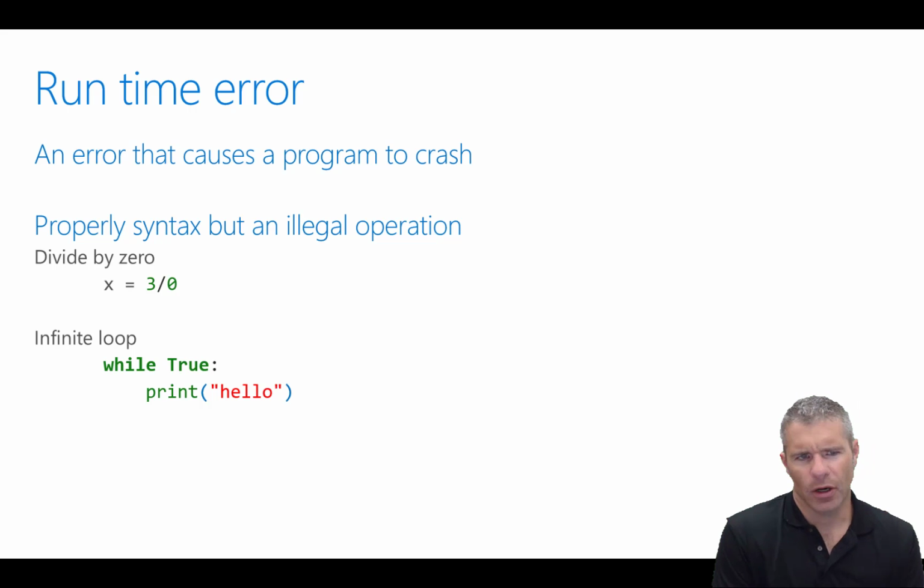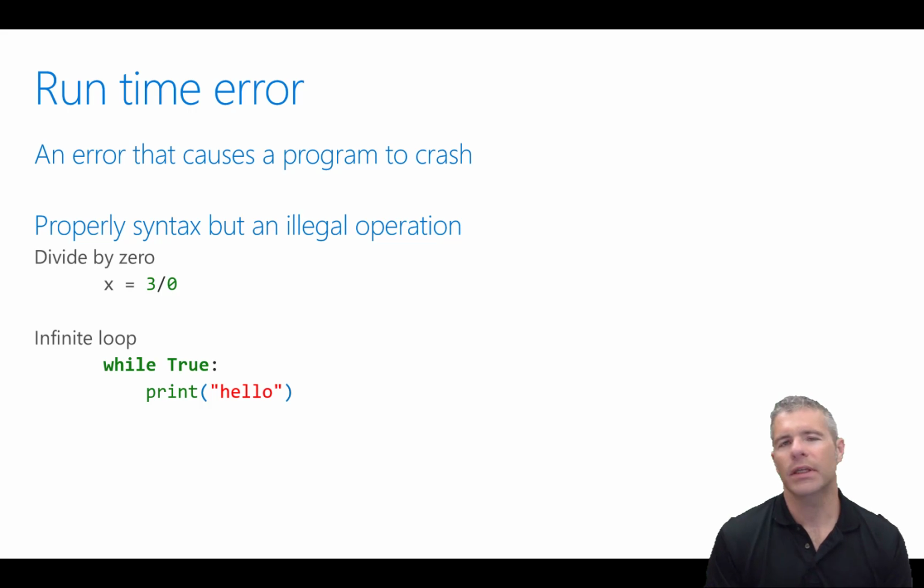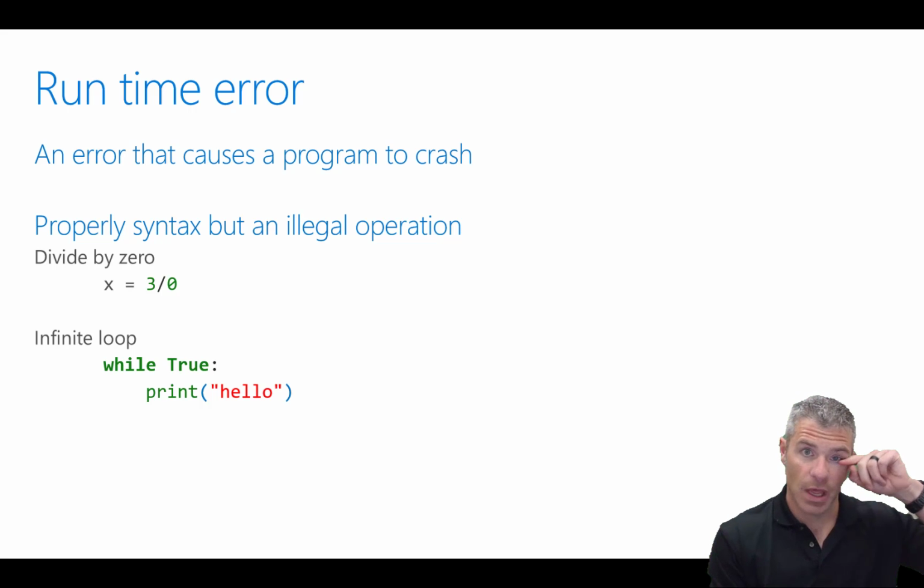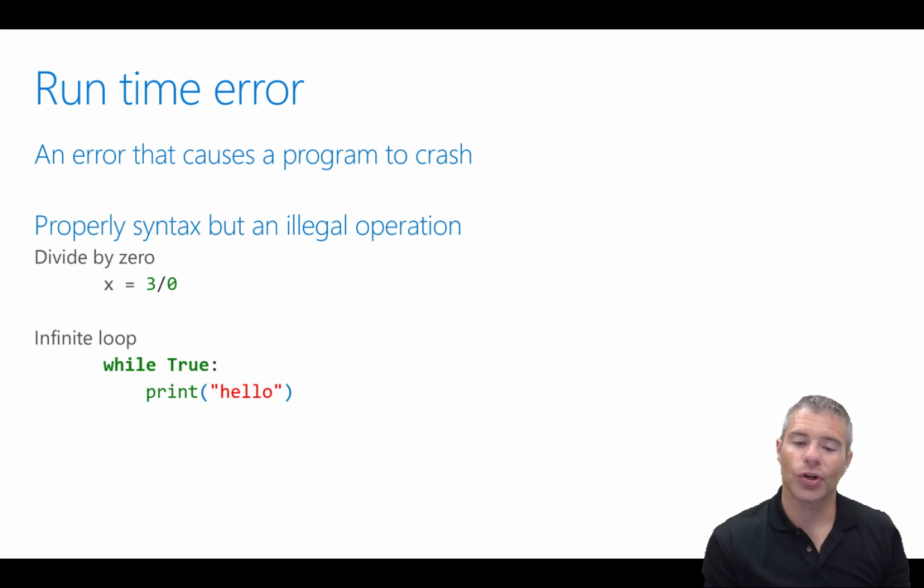A runtime error is syntactically correct. You put the equals in to do your comparisons and stuff, but it does something that the computer cannot do. So in this case, computers and math in general can't divide by 0. It's just not a thing. Division doesn't work that way. And if you try to do that, the program will stop and say, hey, you need to go and figure out how division works.